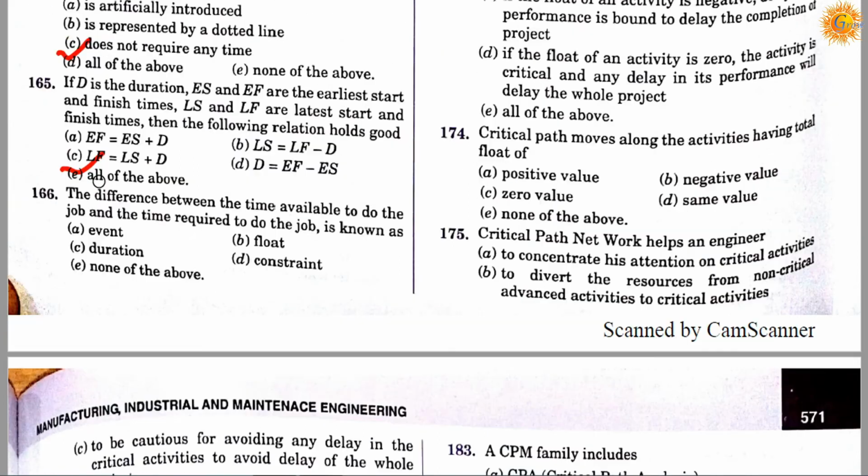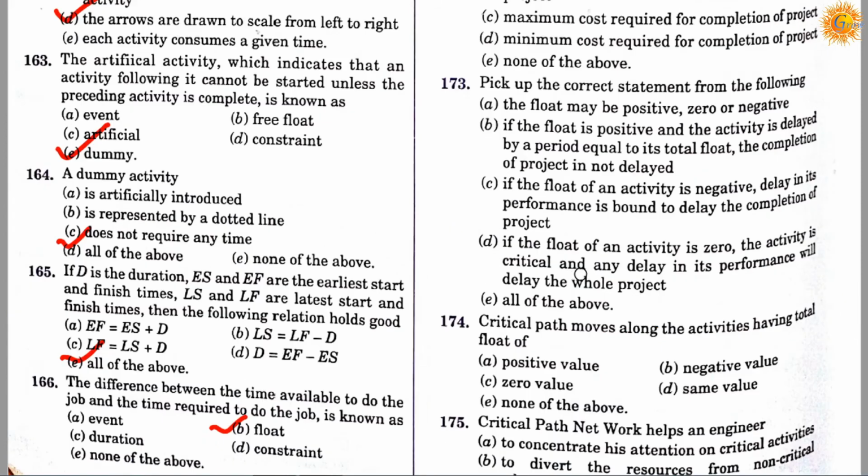Question number 166. The difference between the time available to do the job and the time required to do the job is known as: option A, event; option B, float; option C, duration; option D, constant; and option E, none of the above. The correct answer is B. It's called float. The difference between the time available to do the job and the time required to do the job is known as float.